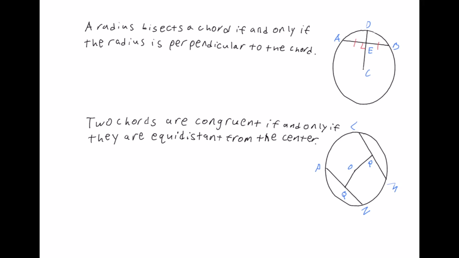So these are lines from the center to the chords. So if these are congruent, then that means these two are congruent. So if they're equidistant, then the chords are congruent. Or if the chords are congruent, then they're equidistant from the center.